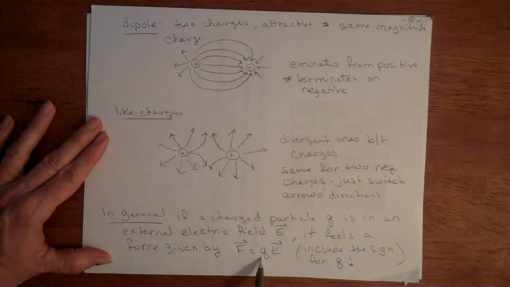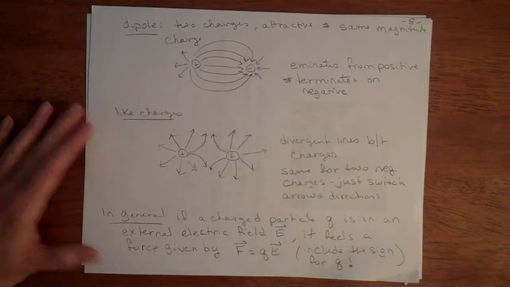Very important. So what that tells us is that negatively charged particles will feel forces opposite to the direction of the electric field lines. Positive charges will feel forces in the same direction as the electric field lines.